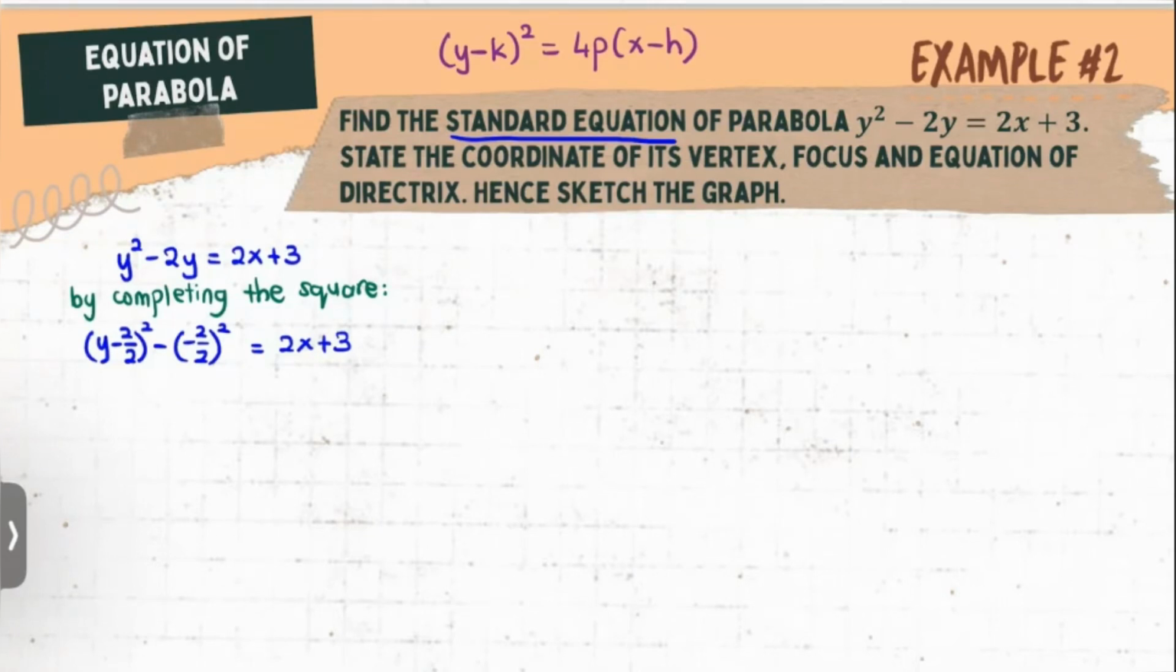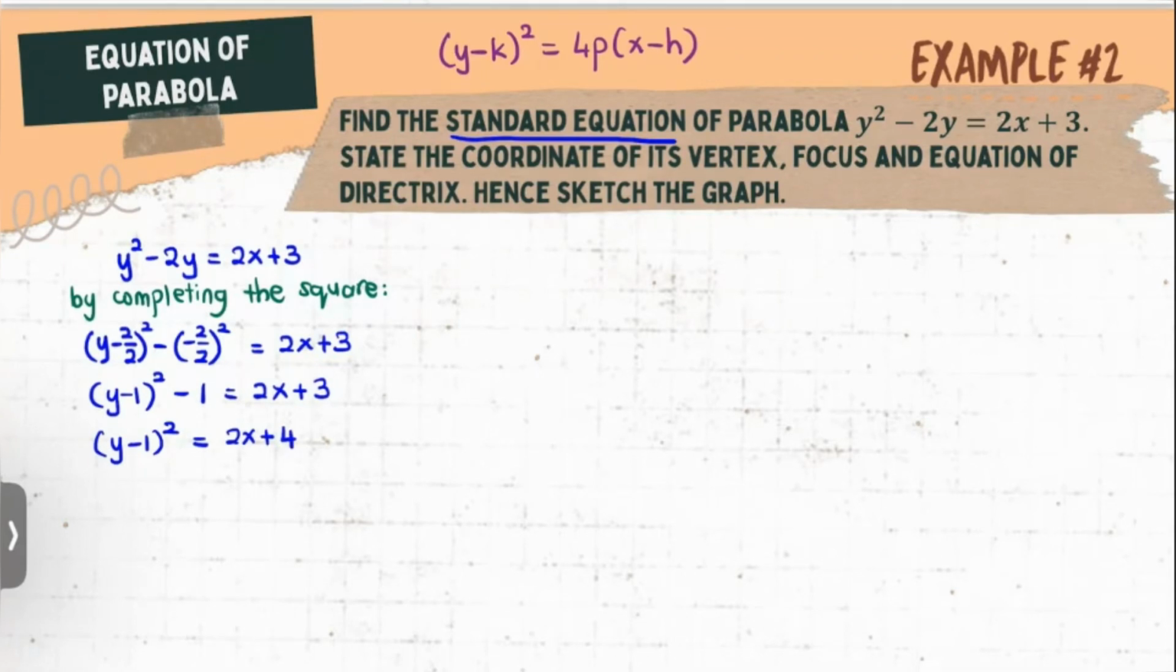Okay, so 1 minus 2/2 will be 1 kan? So y minus 1 squared minus, so negative 1 squared akan dapat positif. So minus dengan 1 sama dengan 2x plus 3. So therefore y minus 1 squared is equals to 2x. Negatif 1 ni pindahkan, so dia jadi positif 1. So 3 tambah 1 dapatlah 4.